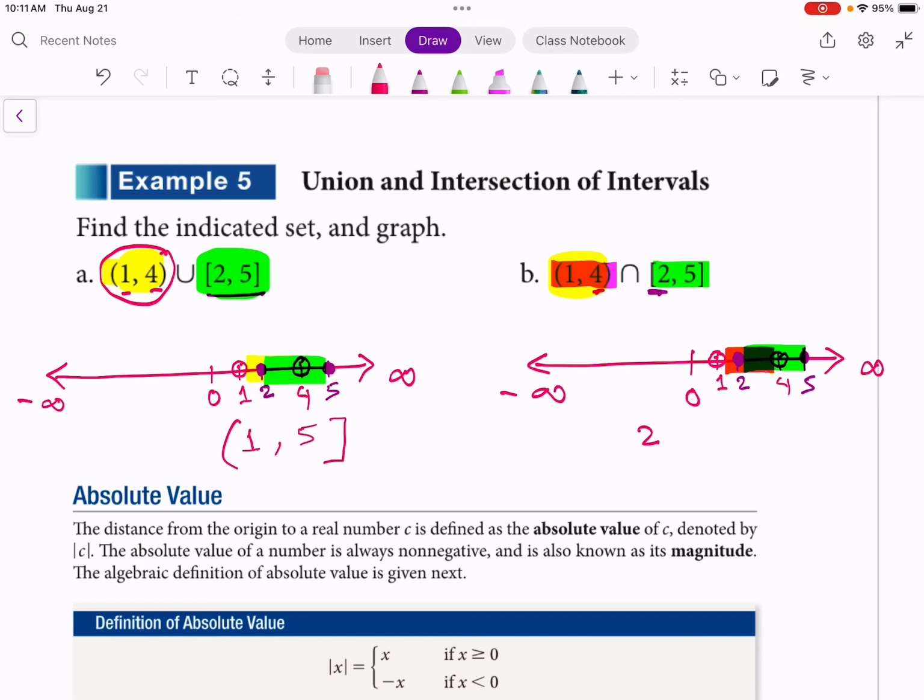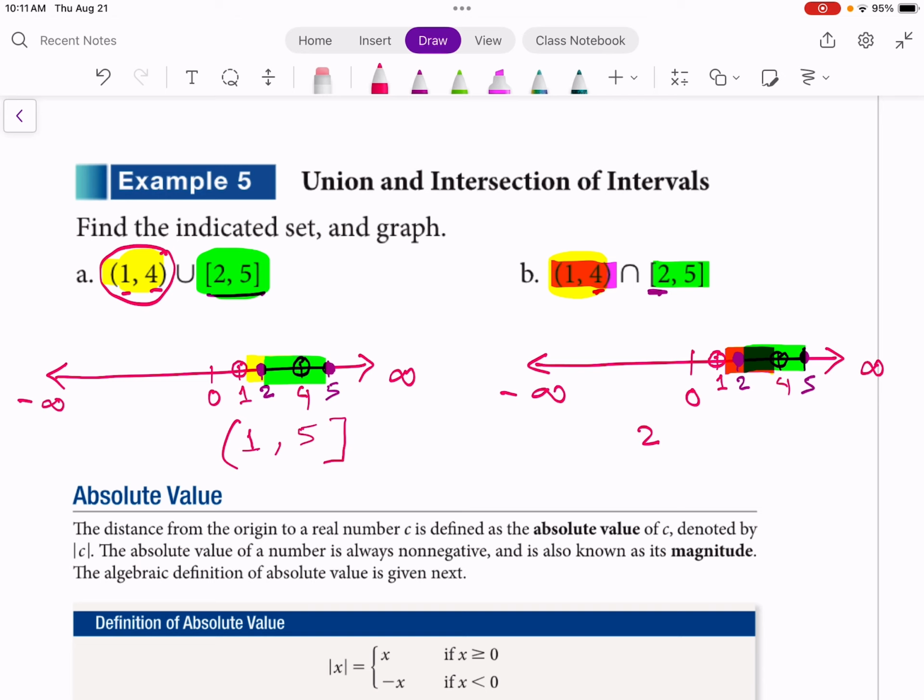So the first set is the red graph. From 1 to 4 is the first set. The second set is from 2 to 5, green color. And we need to find the intersection, which means we are looking for the common region. We need to find the common numbers. And the common is, you see this, the black color.